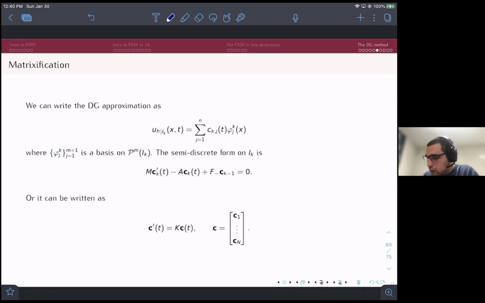If you want to, you can globalize this and put all of your c_k's in a row and then solve c prime equals K c. This is usually easier to write down, but for implementation purposes the local form is much better, because we can handle each element separately, which means our algorithm would be highly parallelizable.